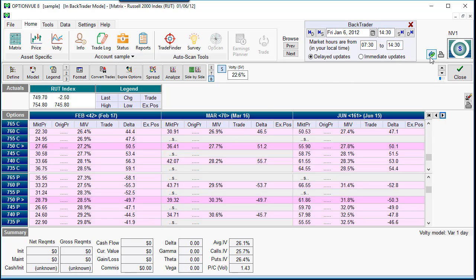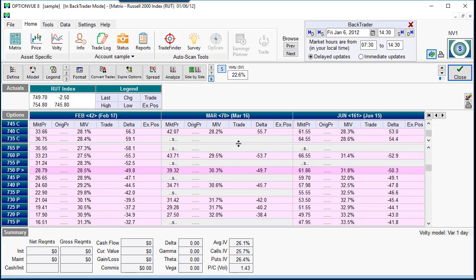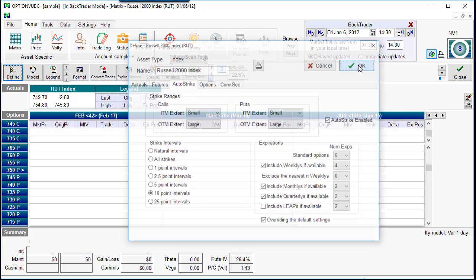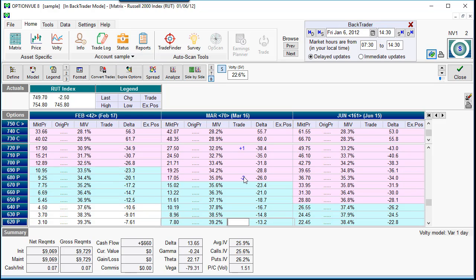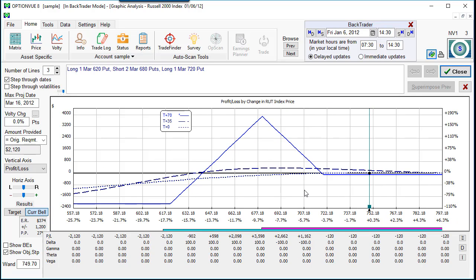All right, so we're going to go same thing, 70 days to expiration. Let's change this to 10-point intervals. And we will say same kind of approach. Buy one, sell two, buy one. Flat delta, positive theta. This is a $2,000 trade. All right, but it gives you the same kind of structure and the same kind of design.